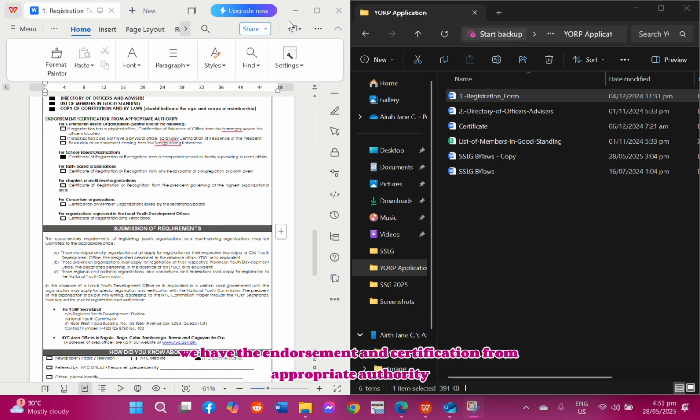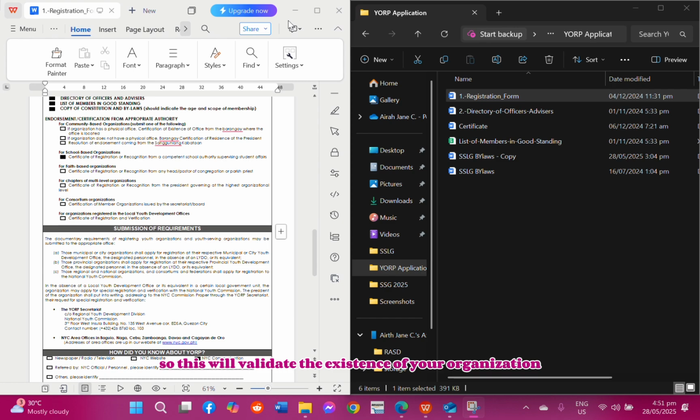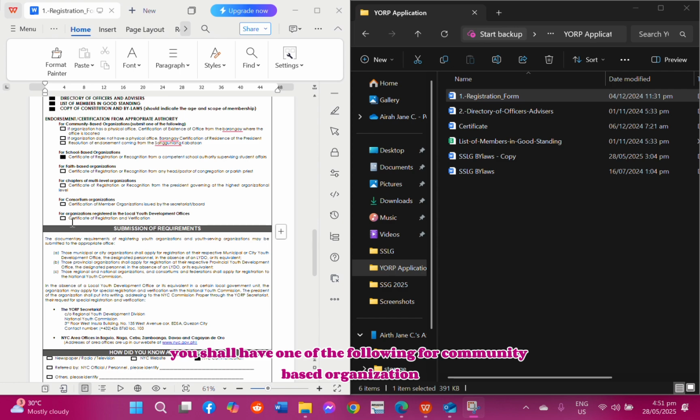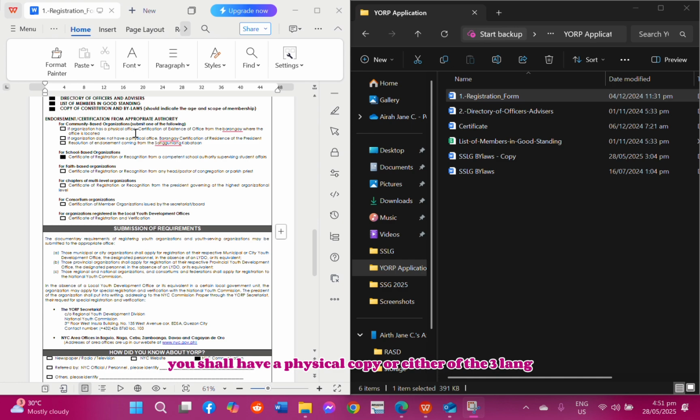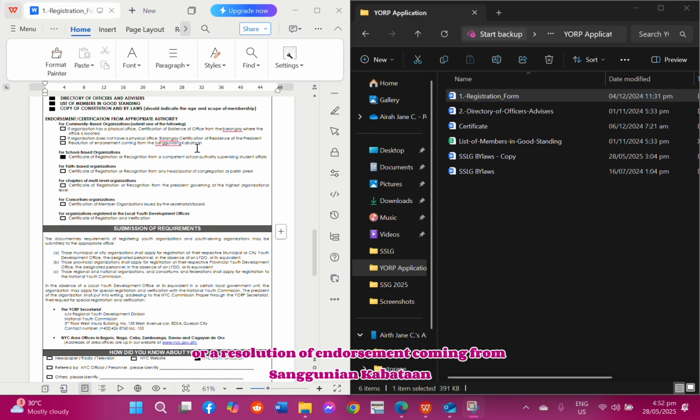Okay, so we have the endorsement and certification from appropriate authority. So this will validate the existence of your organization. So if they know your organization and if it really exists, you shall have one of the following. For community-based organization, if ever you will be registering an organization outside of your school, you shall have a physical copy of either of the three: physical office certification of existence of the office. So this certifies the existence of the organization. If it does not have a physical office, barangay certification of residence of the president, or a resolution of endorsement coming from Sangguniang Kabataan.